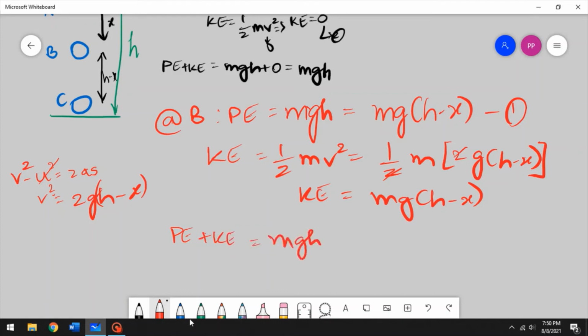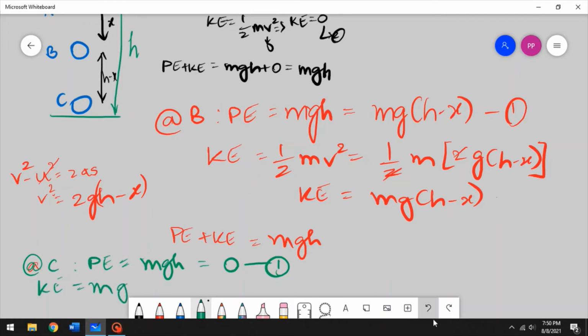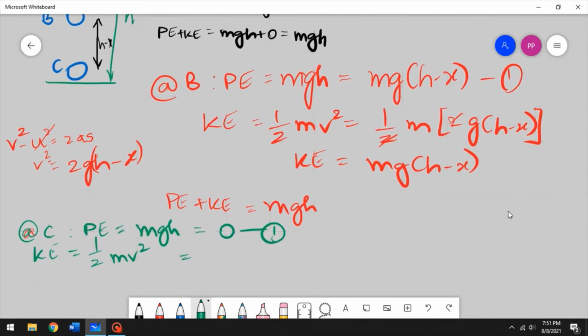And now, at C, potential energy is equal to mgh and h is 0. So potential energy is 0. That will be equation 1. Kinetic energy equals half mv squared, and v squared is 2gh. So half m times 2gh, that will be mgh.